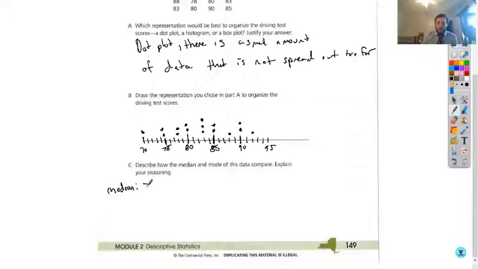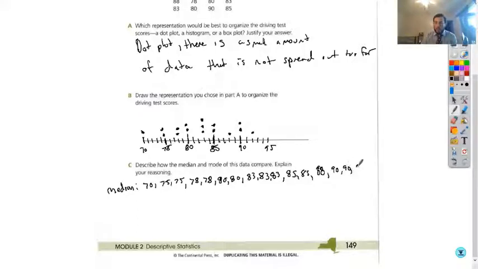So our first number is 70. Then we have two 75s, so 75, 75. Then we have 78, where we have two, so 78, 78, 80, that we have 2 points at, so 80, 80. Then 83, that we have 3 at, 83, 83, 83, 85, which there's 2 at, 85, 85. Then here we have 88, 90, we have 2 points at, and the last one, 92.